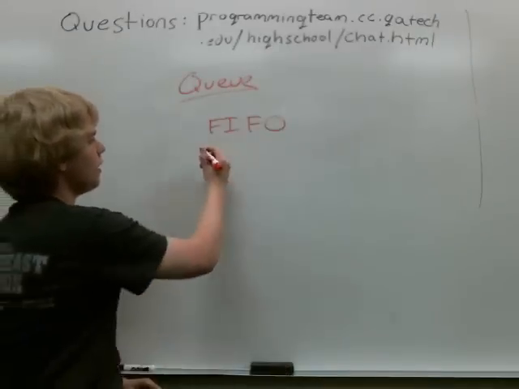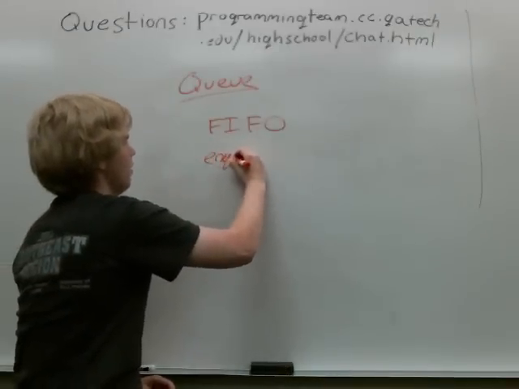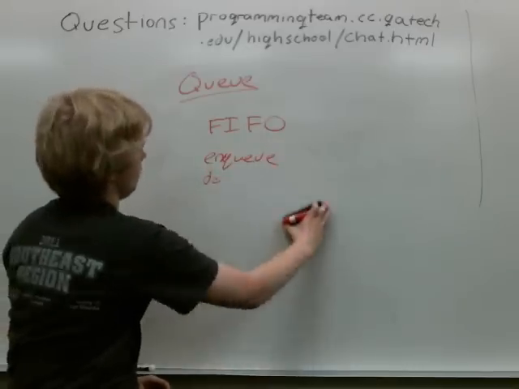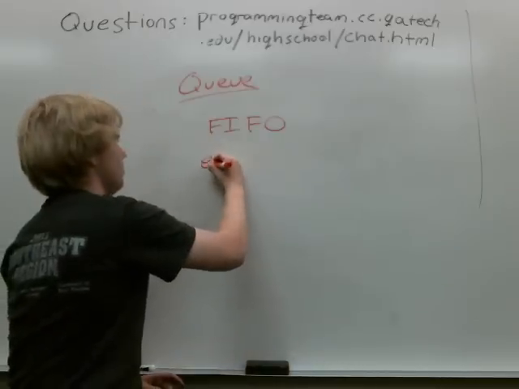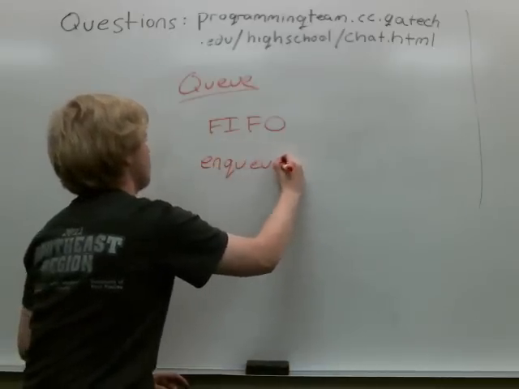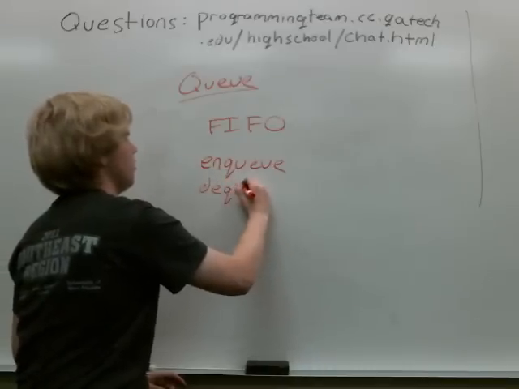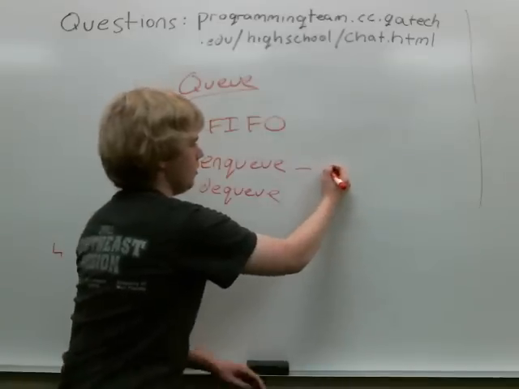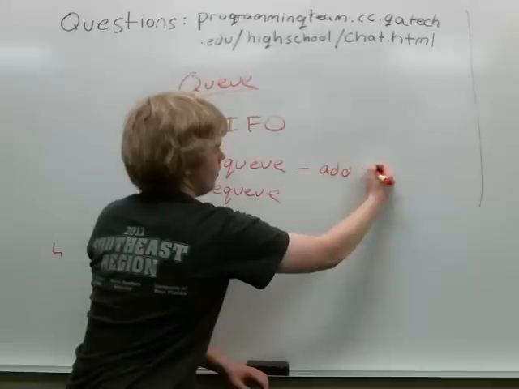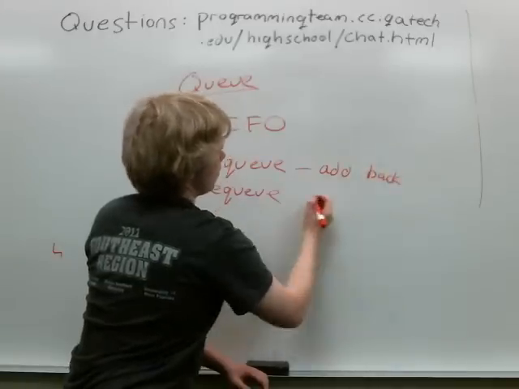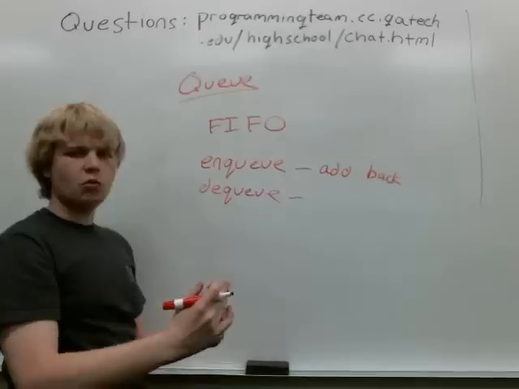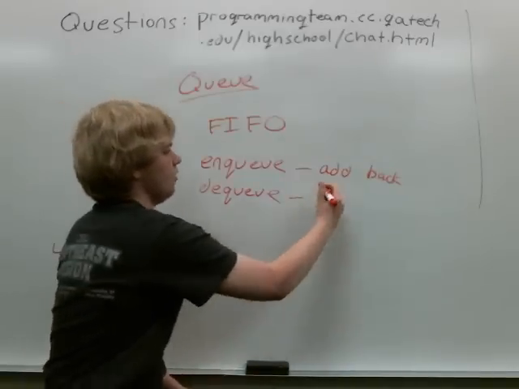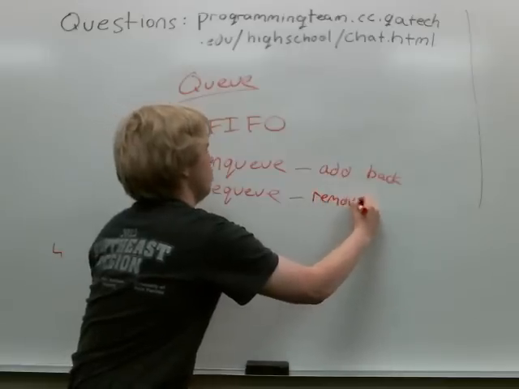So the methods it has are NQ and DQ. And so NQ is basically your add to the back method. And then DQ, like we said, the first person in the line is the one that gets to go on the roller coaster next. So DQ is remove from front.